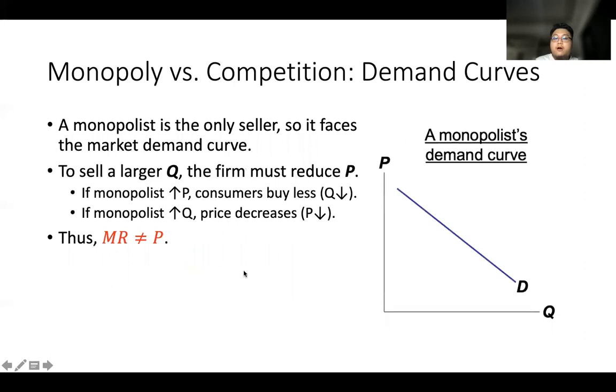As opposed to the monopoly, since it's the only seller, it faces the market demand curve. So industry output, or the entire output of the market, is being served by only one firm. That's why it's downward sloping. To sell a larger quantity, the firm must reduce price, right? If a monopolist increases price, consumers buy less. If a monopolist increases quantity, price decreases. Thus, MR is not equivalent to price, right?